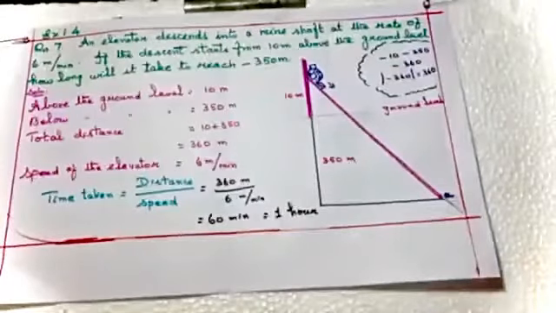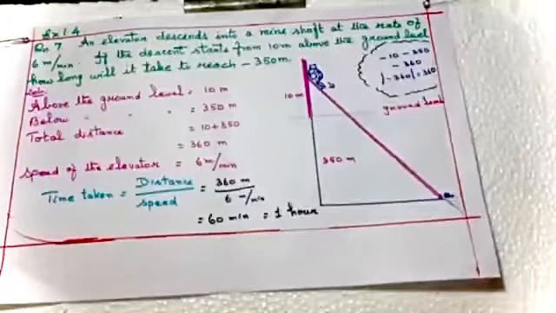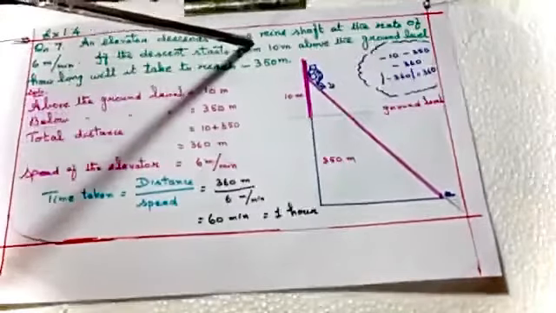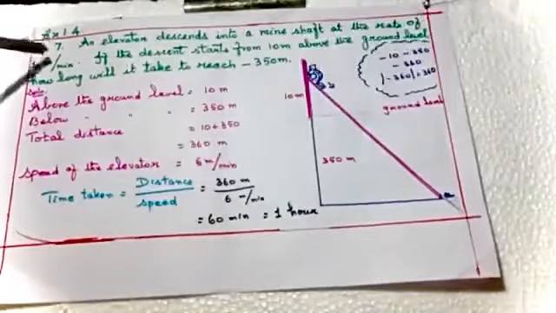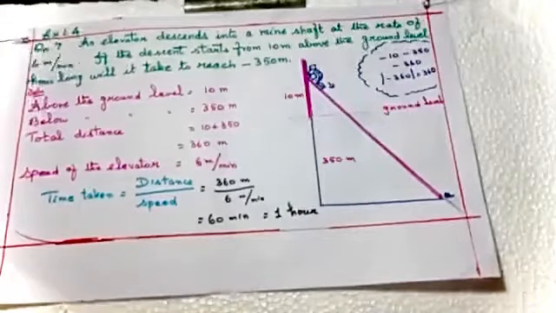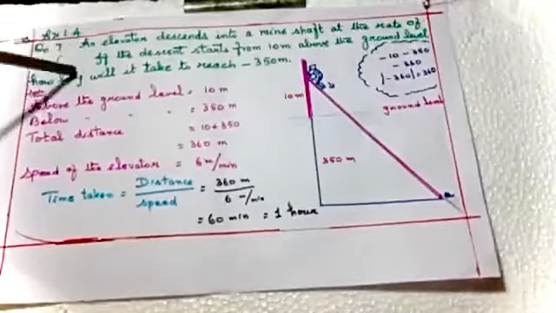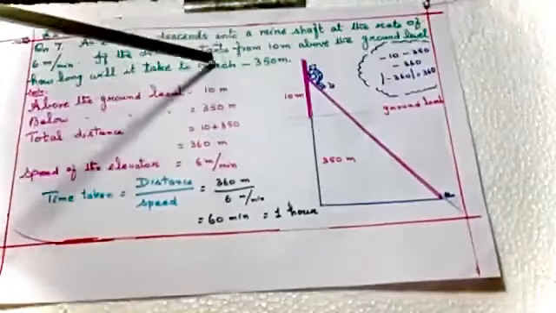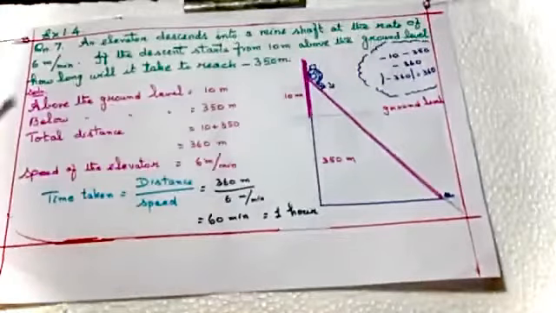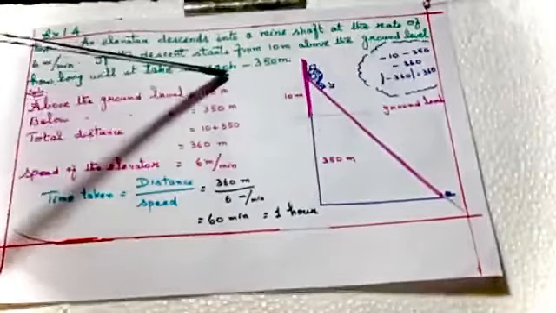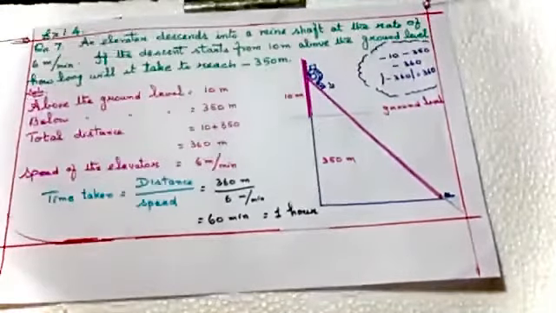Children, now let us move on to question number 7. Here the question reads as: an elevator descends into a mine shaft at the rate of 6 meters per minute. If the descent starts from 10 meters above the ground level, how long will it take to reach minus 350 meters?